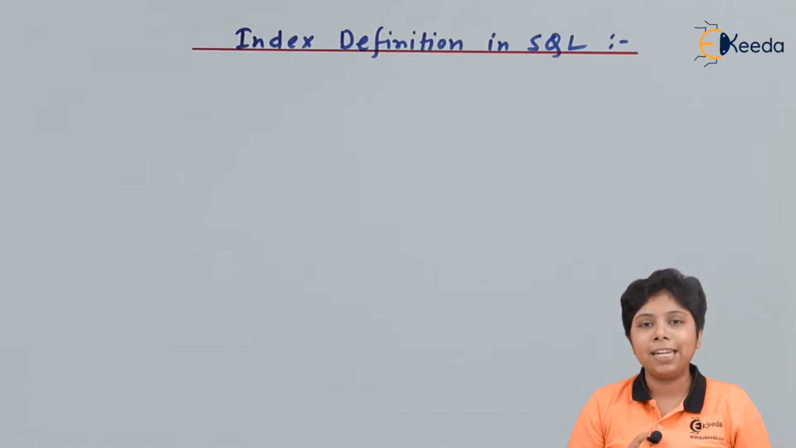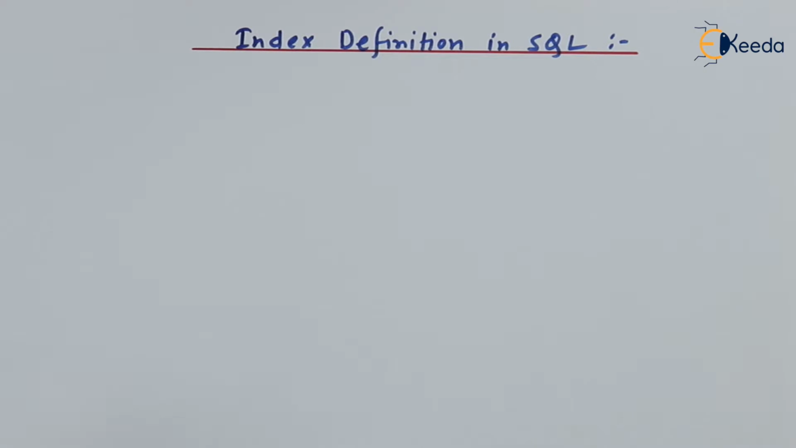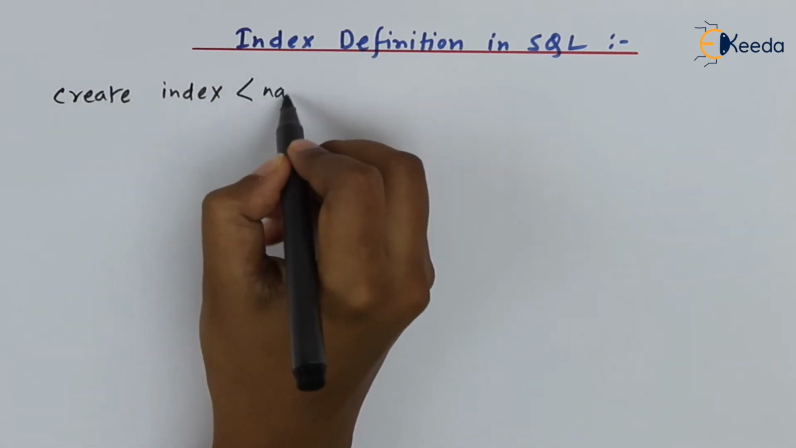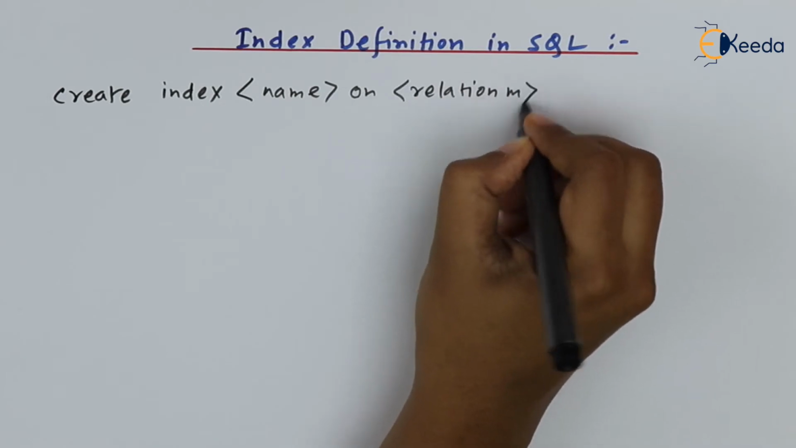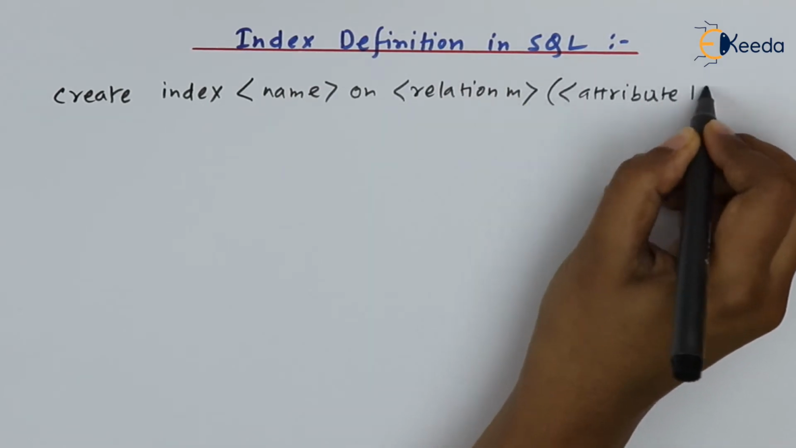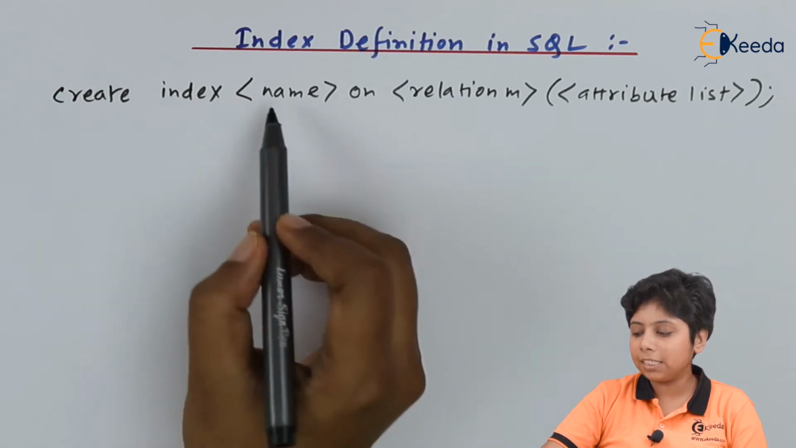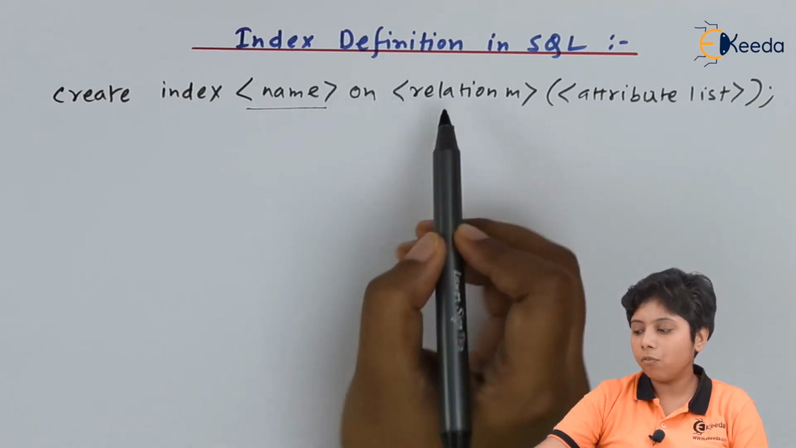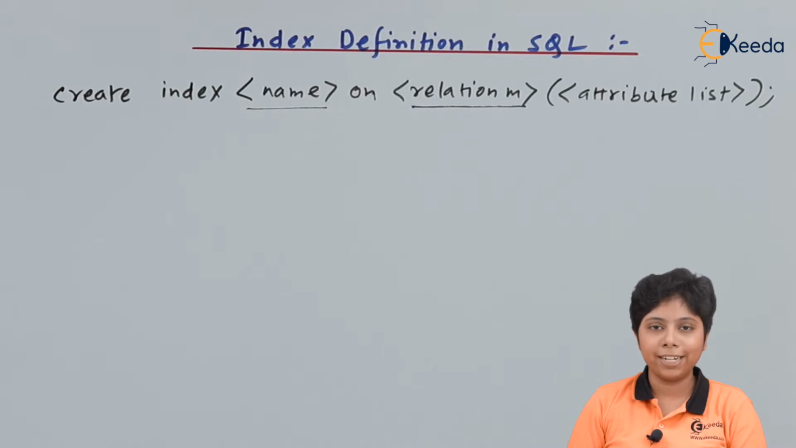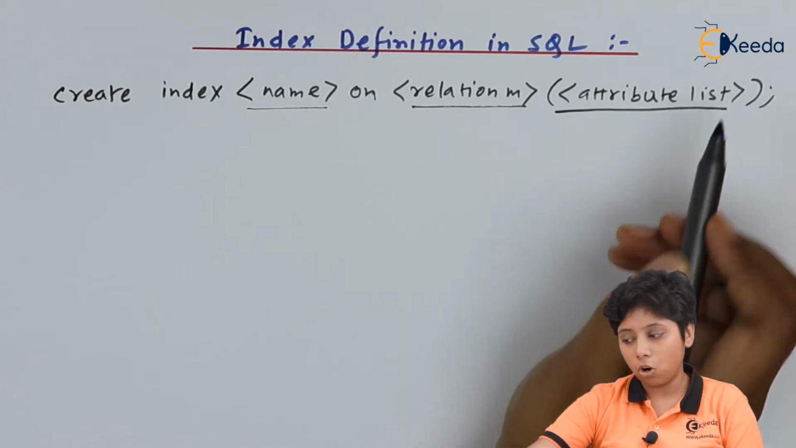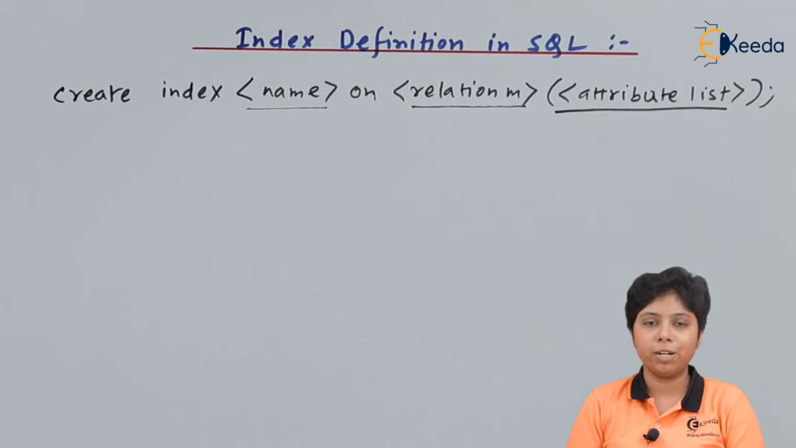Now to create an index on a physical basis using SQL, we use create index, just like the create table function. This is the basic format of creating a physical index in SQL: create index, the name of the index, on the relation on which we will create the index, and finally the attribute list on which the index will be created.